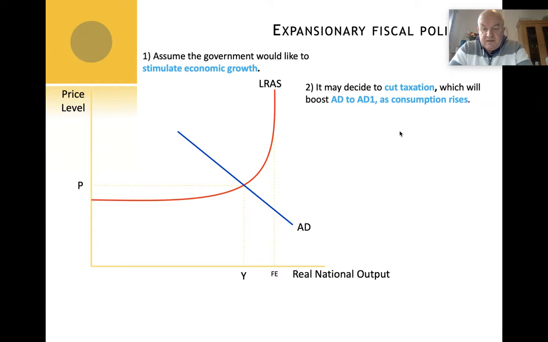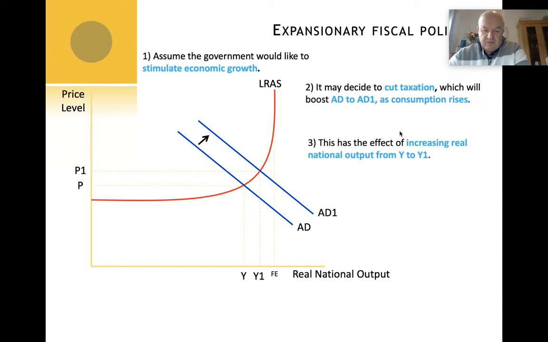And if we cut taxation, that's going to be a boost to aggregate demand, because that's going to mean that more people will have more money in their pockets, and then essentially we're going to have a rise in aggregate demand. So our aggregate demand curve will shift out to the right and go upwards, and that has an effect, as we can see, of raising national output to Y1. So our new equilibrium point is Y1.